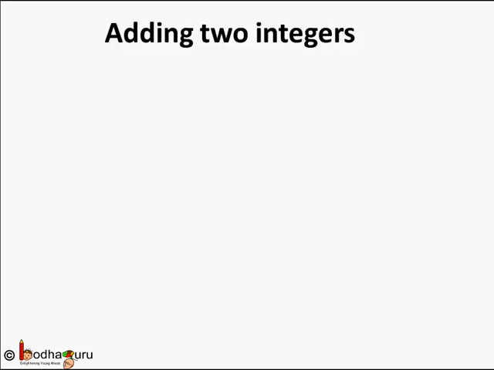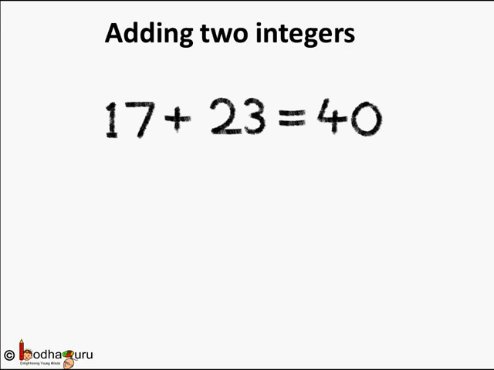The properties of rational numbers. What happens when we add two integers? Let us see. 17 plus 23. It is equal to 40.